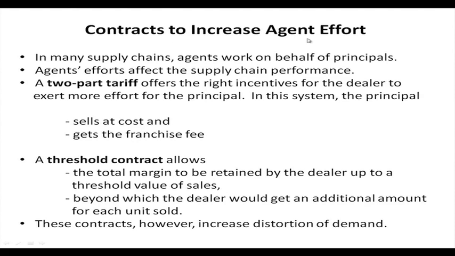Now, here is how the agent is involved in the contract and how he can be induced to help reduce the supply chain cost. Contracts to increase agent effort. In many supply chains, agents work on behalf of the principals. Therefore, agents' efforts affect the supply chain performance. Now, there can be two ways in which the agent can be influenced: a two-part tariff and a threshold contract.